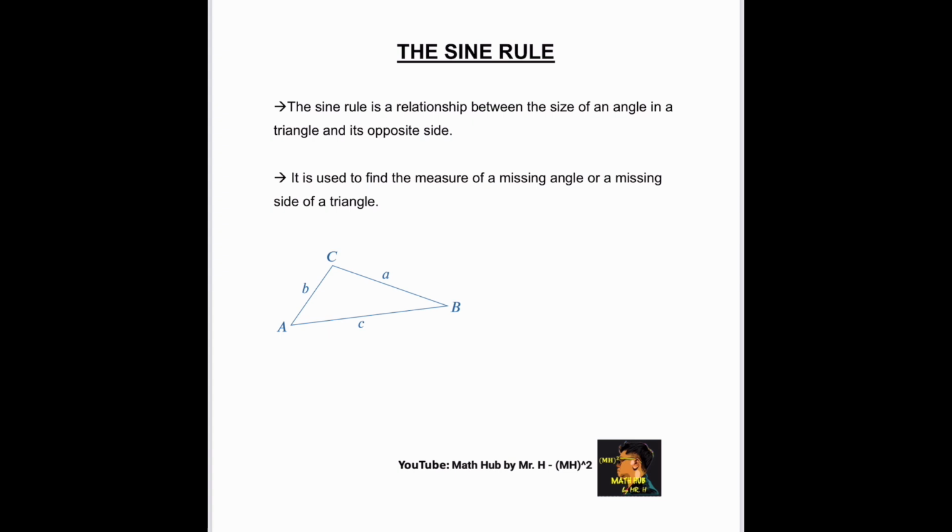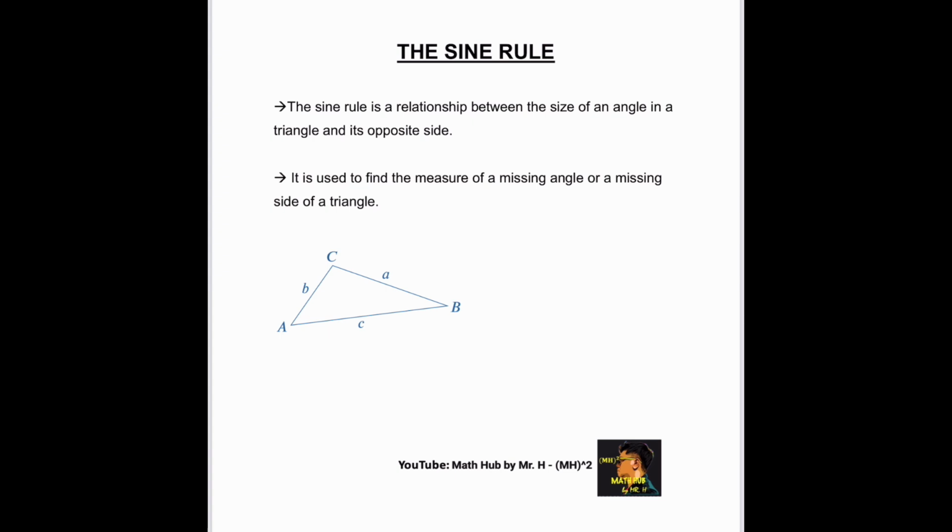So the sine rule is a relationship between the size of an angle in a triangle and its opposite side. Basically, there are two cases when we should use the sine rule. The first case is when you are given two angles and one side, which could be an included side or not included. The second case is when you know two sides and an opposite angle. So those are the information that you need.